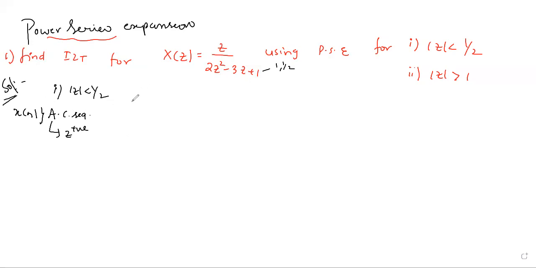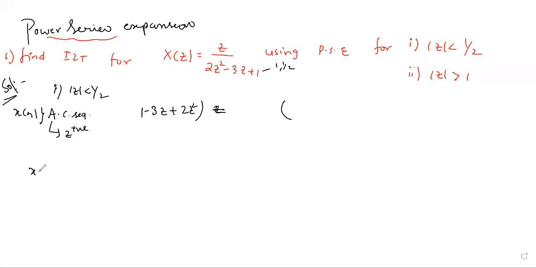So for that reason, as the name itself suggests, long division method means we have to divide the given z domain function z by 2z square minus 3z plus 1, written as 1 minus 3z plus 2z square. Why am I taking 1 first in the divisor? This is z, and I want the quotient as positive powers of z, because in the first case the ROC is less than the pole. Less than the pole means x of z should be a series of positive powers of z.